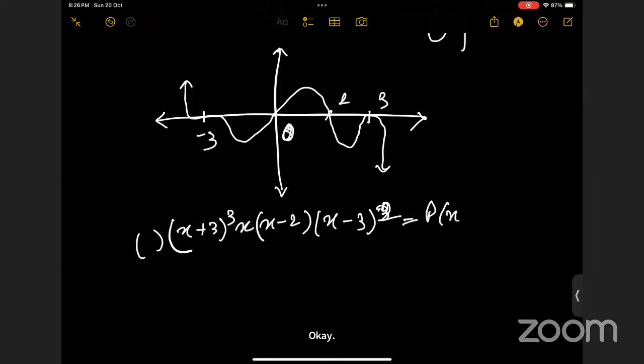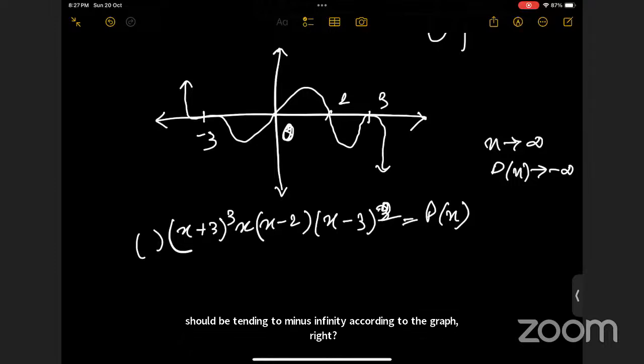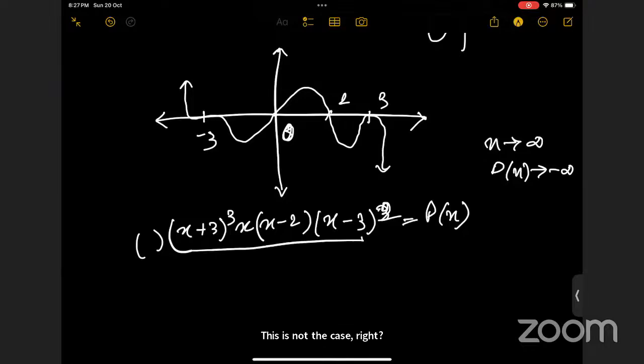If this is our P(x), then when x tends to infinity, P(x) should be tending to minus infinity according to the graph, right? Yes, ma'am. So is it the case? This is not the case, right? Because we are getting positive from here. So we have to take a negative sign here, right?